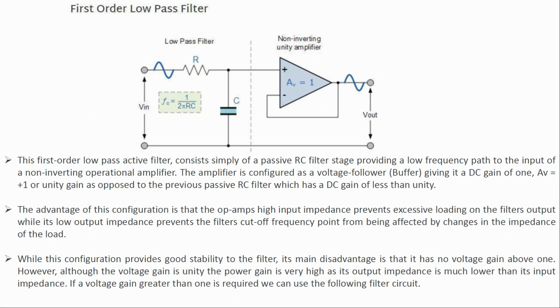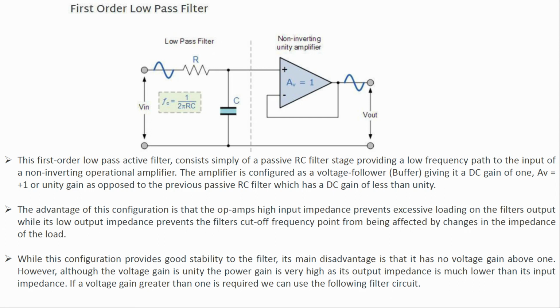Now, a first order low pass filter, if I use an active filter, is when you use an amplifier, an op amp. Here we are using an op amp in a non inverting configuration as a unity gain amplifier. The first order low pass active filter consists of a simple passive RC filter followed by the input of a non inverting operational amplifier. The amplifier is configured as a voltage follower, non inverting unity gain amplifier, where its DC gain is equal to 1.